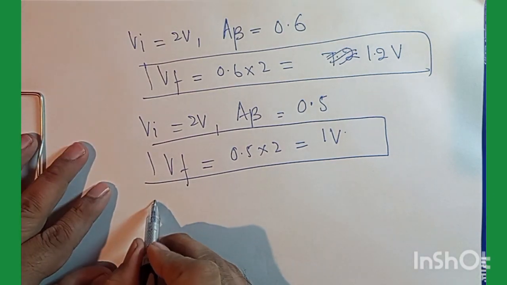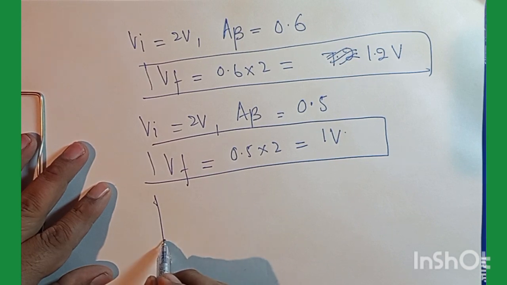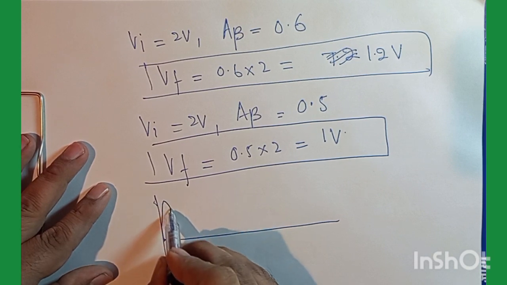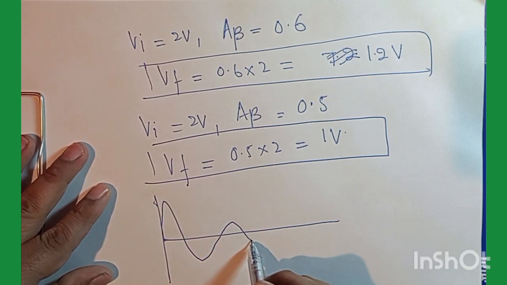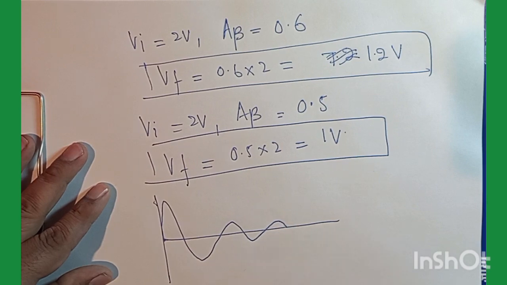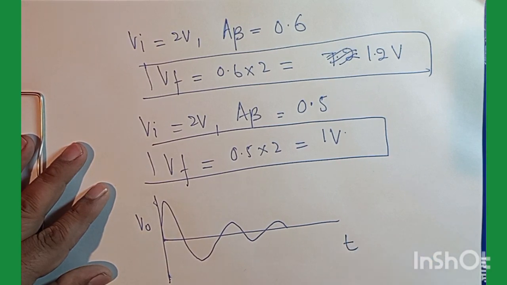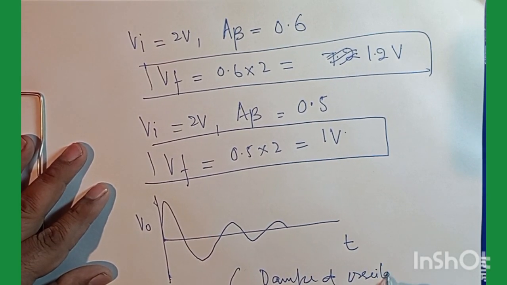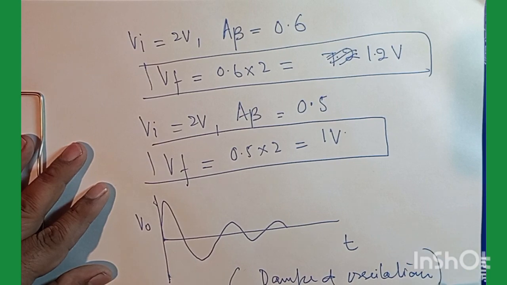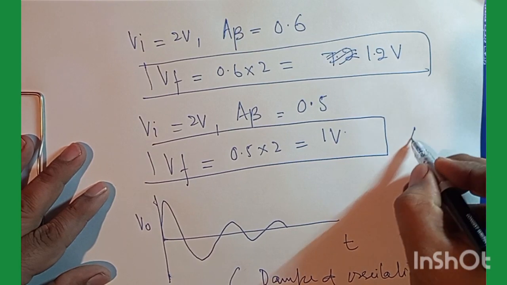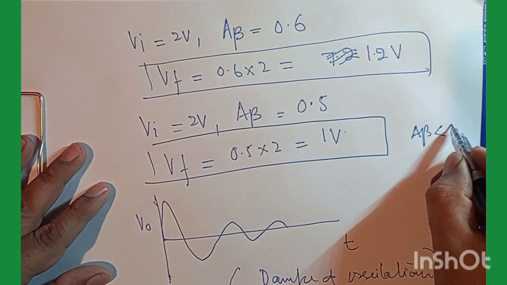So what's going on in this case is that if I have a high initial voltage, this voltage is going to decrease in its amplitude. So if I call it VO with respect to time, I'm going to obtain damped oscillations, right? So with the condition, if we assume that this A beta is less than 1.